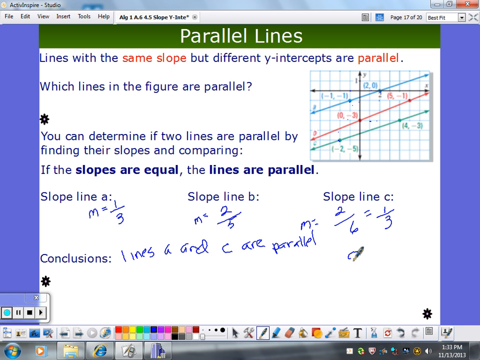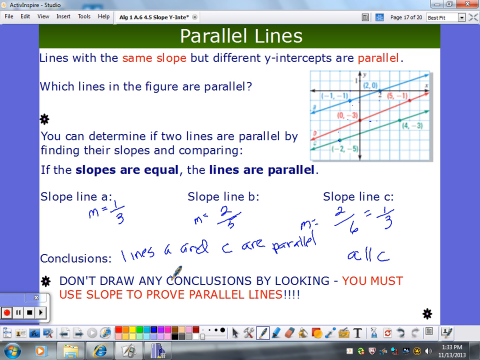And you can write parallel. This is how you write 2 lines are parallel. You can say A is parallel to C. See those little vertical lines? That's the symbol for parallel. A is parallel to C. Can you go by looks? No. I have to figure it out.